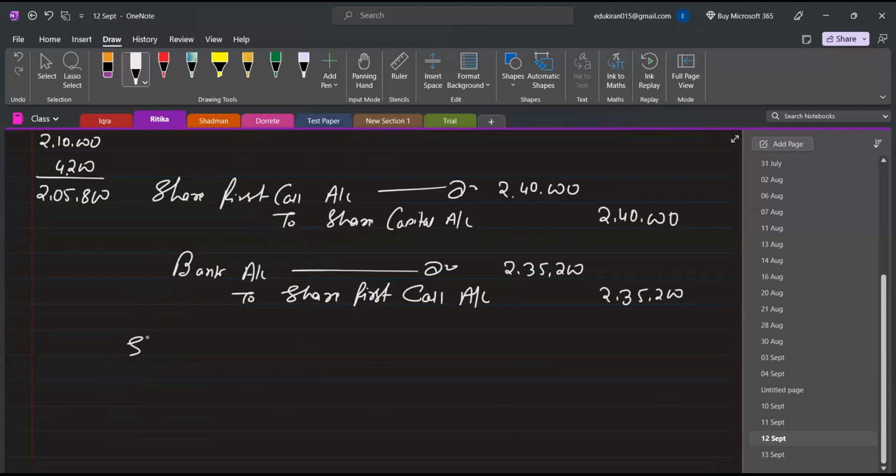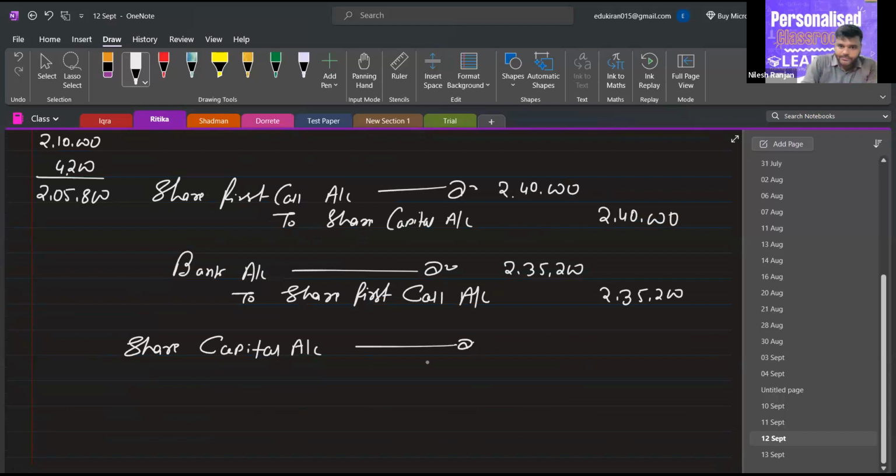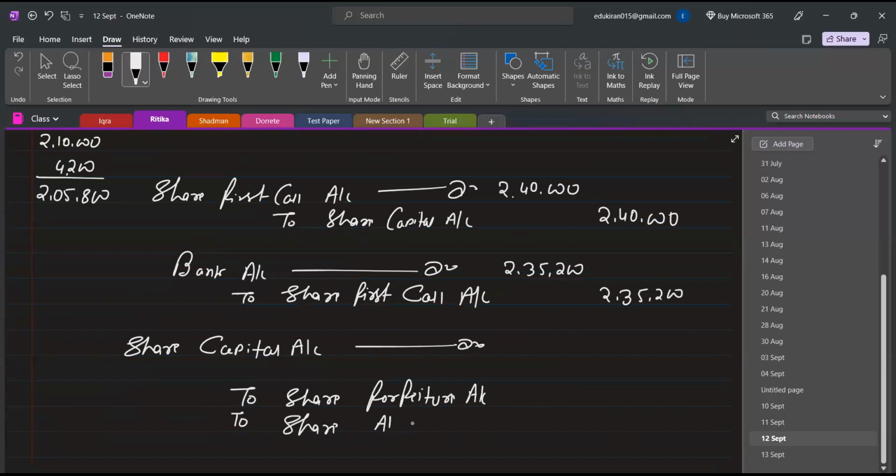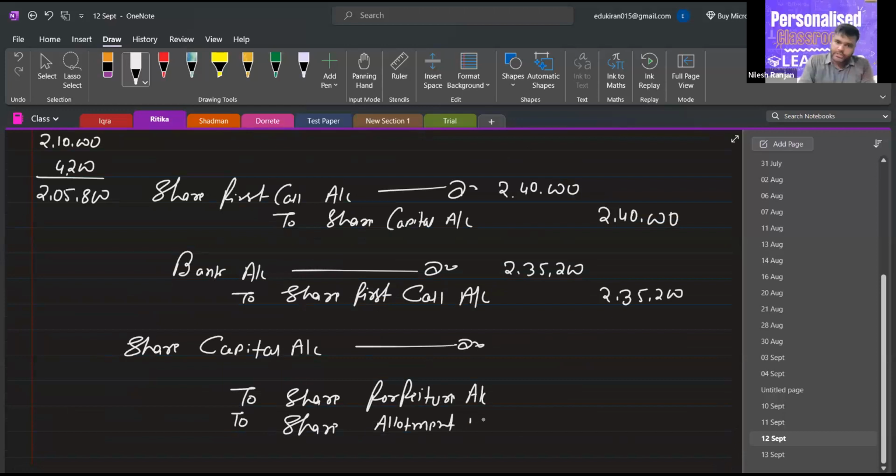So for forfeiture, the entry is share capital account debit to share forfeiture account. We can pass a separate entry for Mohan and Sohan, or we can pass the journal entry together. Okay, sir. Allotment account, and in this we have also asked for first call, so share first call.